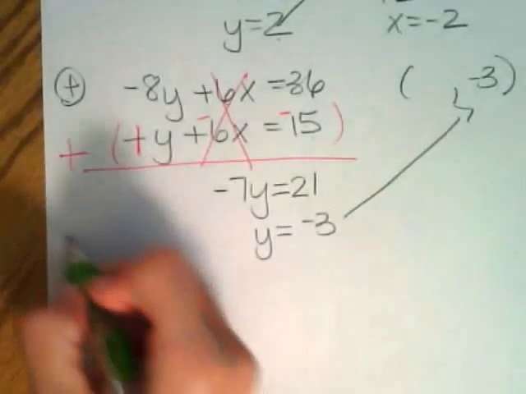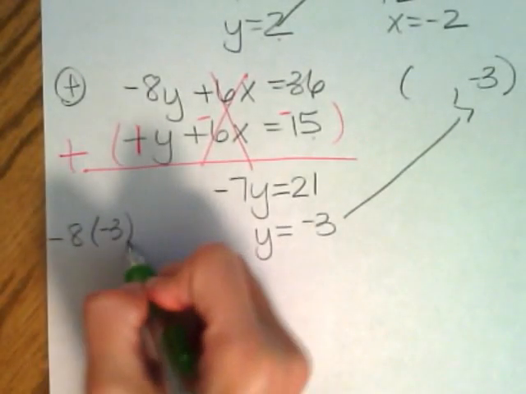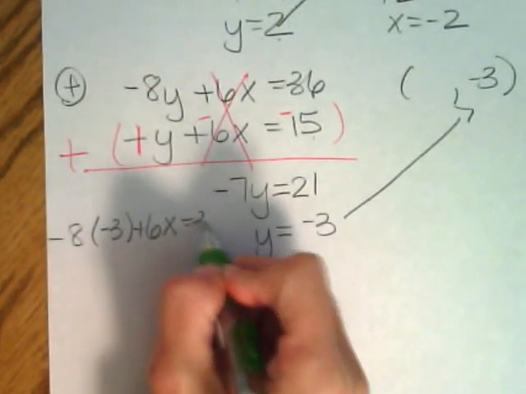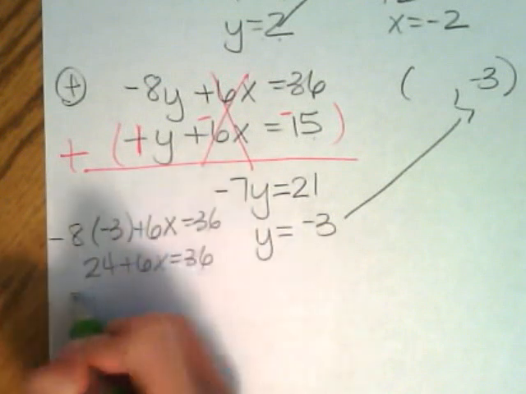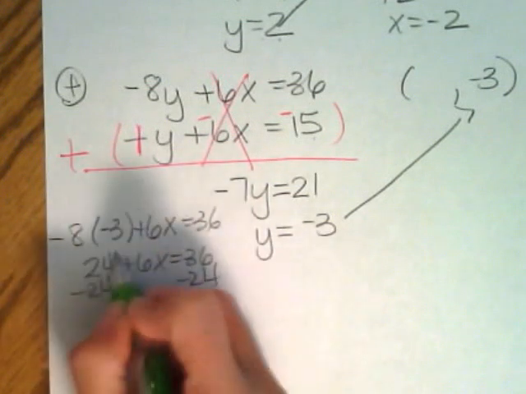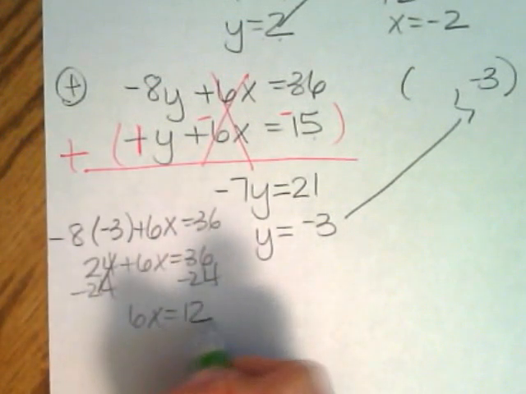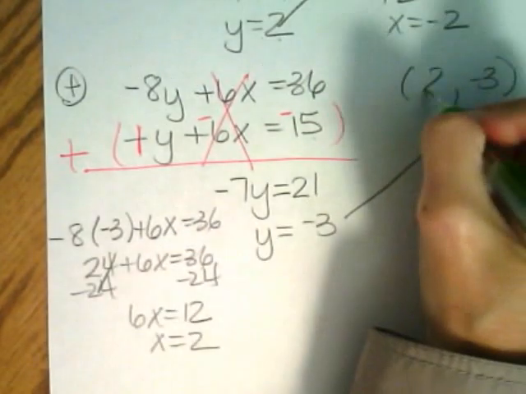Plug -3 in. So what is that, 24? So 6x is equal to 12, so x is 2.